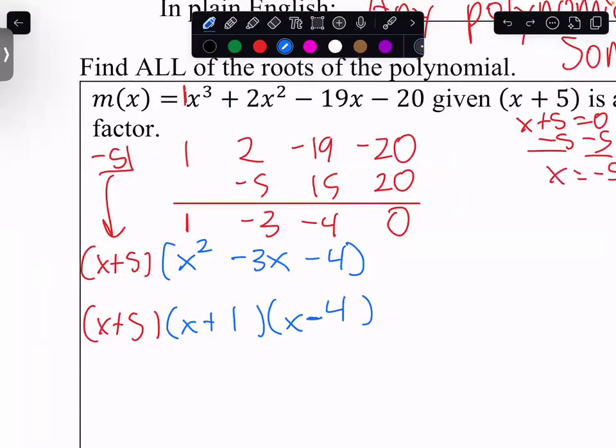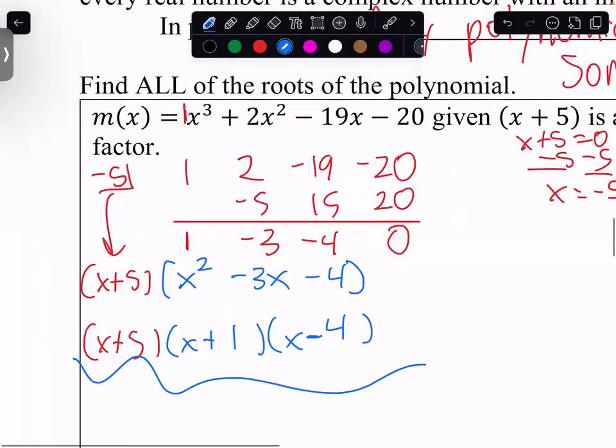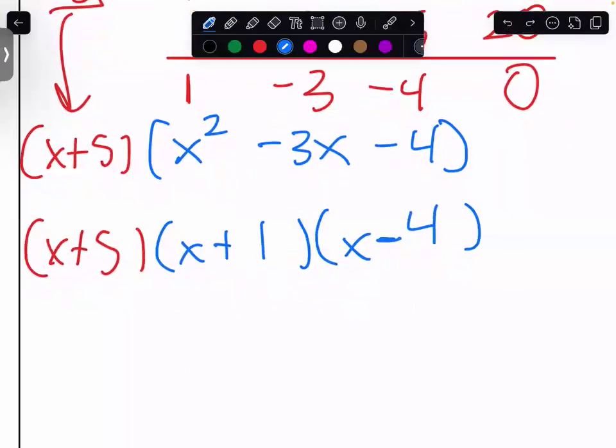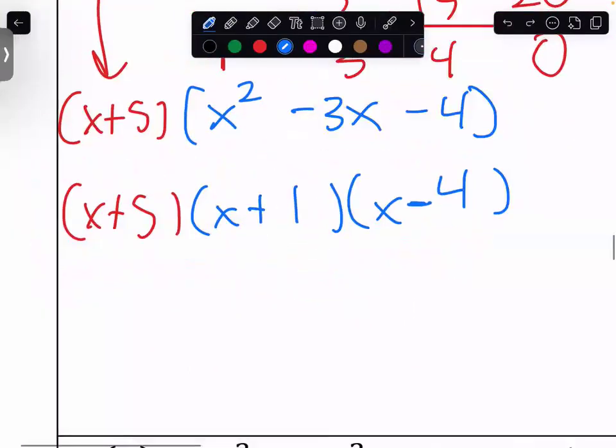Okay, so now you have to make sure you do what the question asked you for. This would be the factored form, but that's not the instruction. The instruction is to find the roots. But factored form is very good for finding the roots. You just set each factor equal to 0. So x plus 5, yeah.